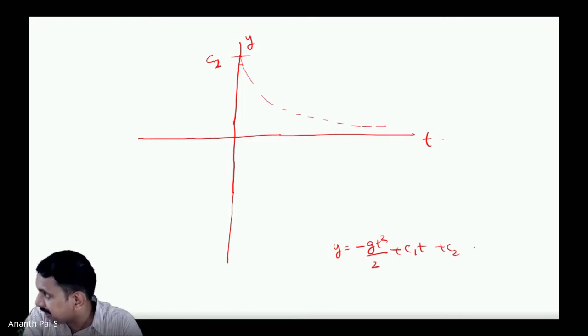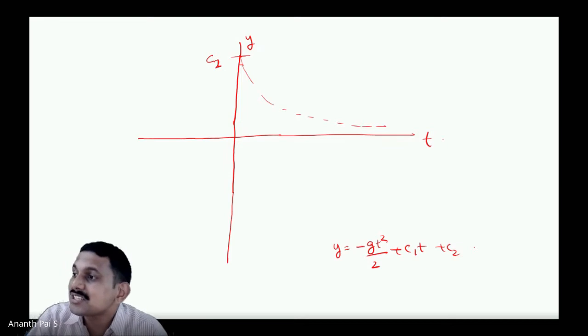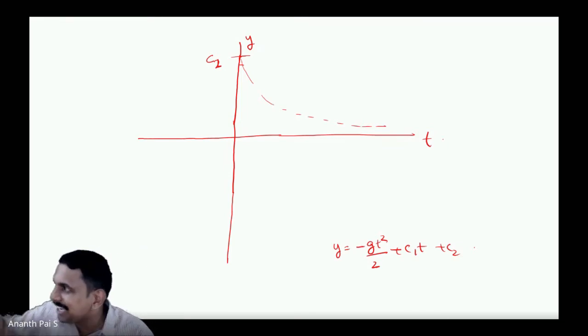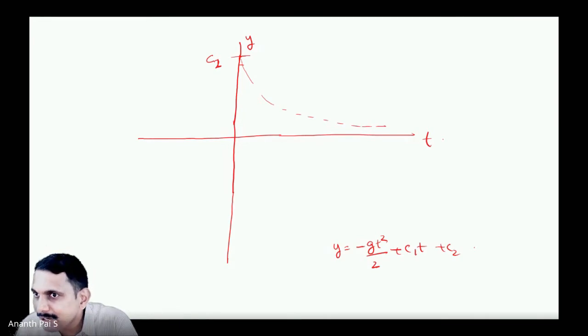If the initial velocity is 0, what is the slope of this curve? Slope of this curve is velocity. dy by dt is velocity. So slope of this curve is velocity. More the slope, more the velocity. Correct? Am I correct here? I'm not. This is not the type of curve.